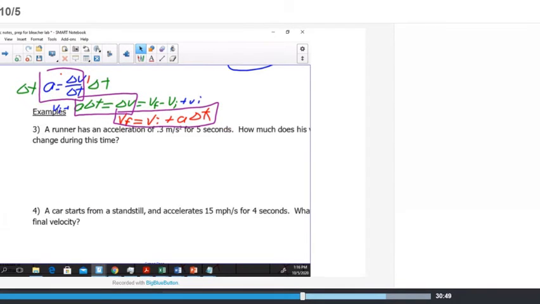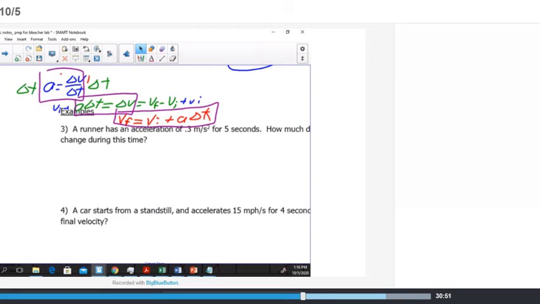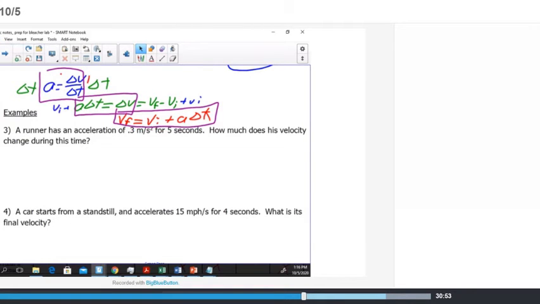Runner has an acceleration of 3 meters per second. So there's our acceleration. There's 5 seconds. It doesn't tell you it's a time, but we know by its units that this is a time. How much is his velocity change? The same velocity change, we're asking for delta V.